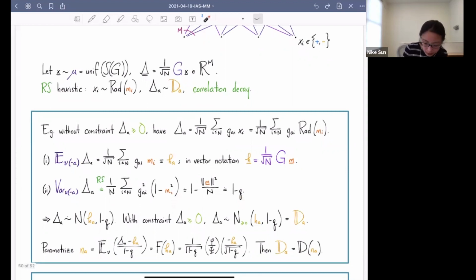This is without the constraint on delta_a. Without the constraint, it's a sum of independent things, so it should be roughly a normal random variable with mean h sub a and variance 1 minus q. Once the constraint gets put back in, it's just the normal distribution conditioned to be positive. So this is what d_a is. I went through this derivation just to say that it's some simple distribution which is determined by these parameters.